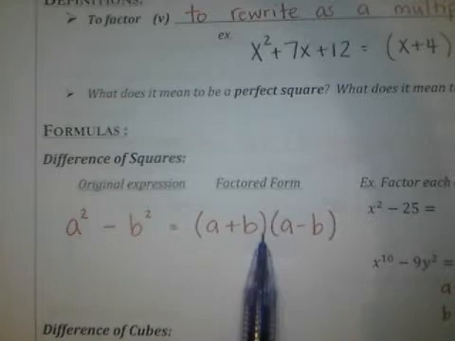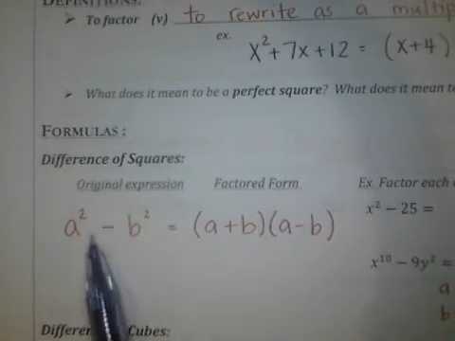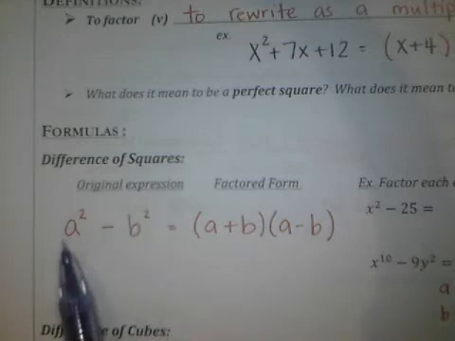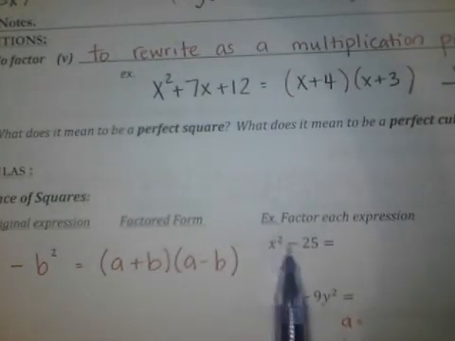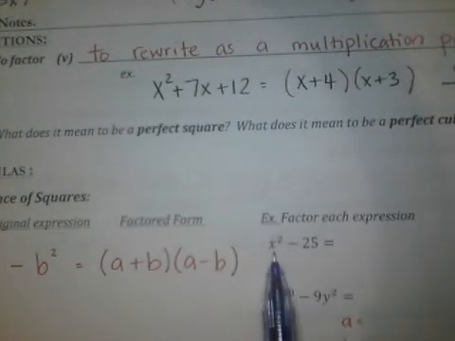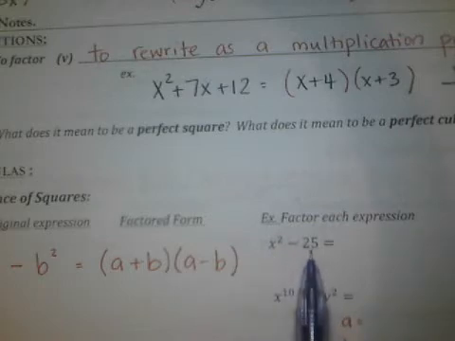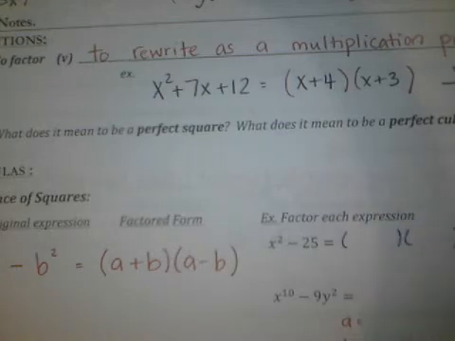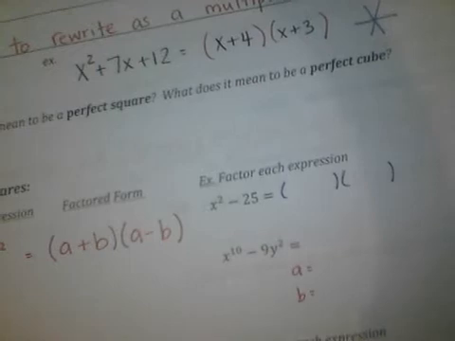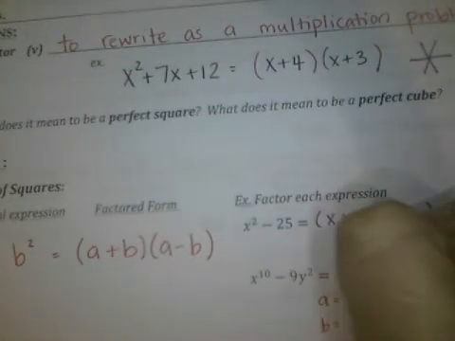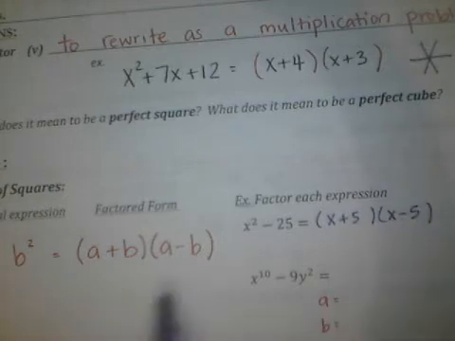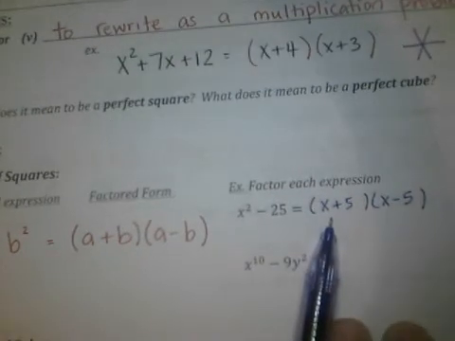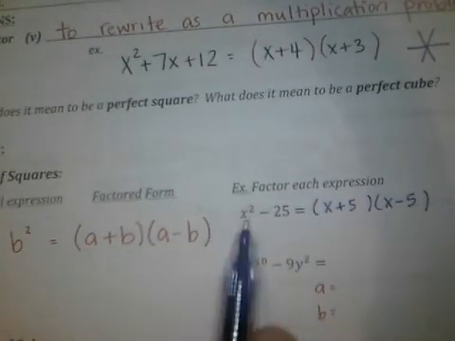In order to use this pattern, what you need to recognize is that your original expression involves 2 terms, and both of those terms are perfect squares. For example, x squared minus 25. X squared and 25 are both perfect squares because this is x times x, and this is 5 times 5. Since that's a perfect square, I can factor this into 2 binomials, and the 2 binomials are x plus 5 and x minus 5. In fact, if you FOIL this all the way out, you'll see that you get this original expression back.